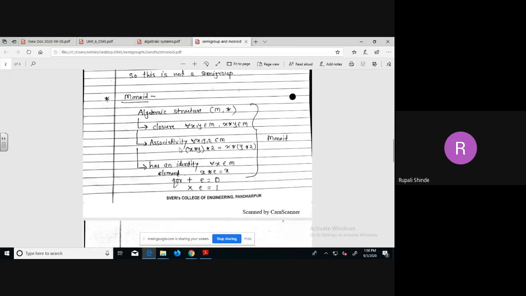So we have seen what an identity element is, how we can recognize it. Here we have considered one element x. So for all elements x belongs to M, there should exist an identity element E such that x star E is equal to x. If you consider this operation star as an addition operation, then this identity element will be 0.